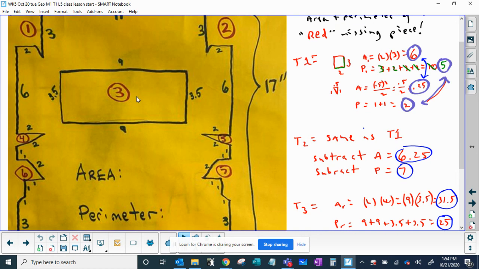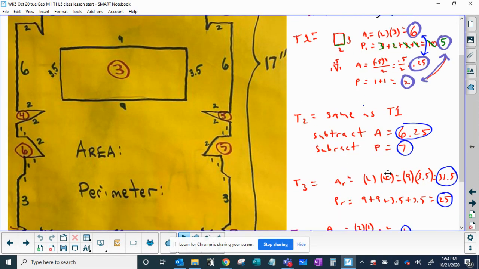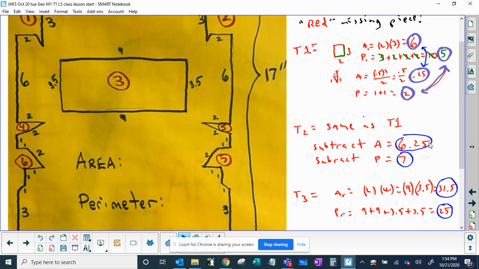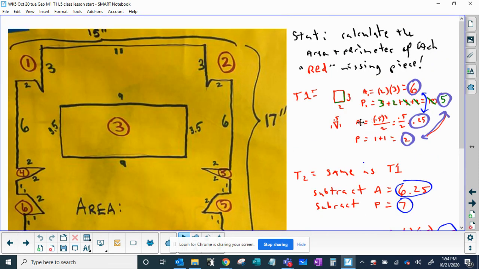Okay, now T3, I need to do this piece that was missing, right? That's the window of the box. Well, that's 3.5 by 9. That's easy. So the area is just length times width. 9 times 3.5, 31.5. Perimeter, 9 plus 3.5 plus 9 plus 3.5 is 25. We're going to subtract those two numbers out, okay? Now, if I'm going too fast, pause and check it out.